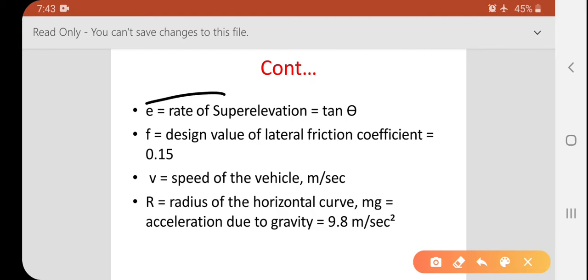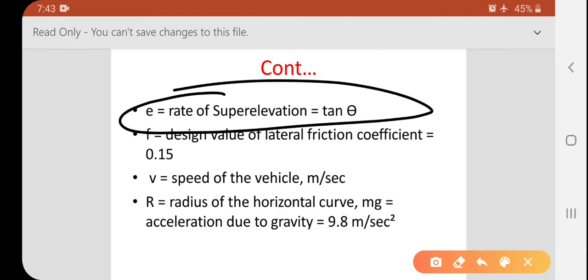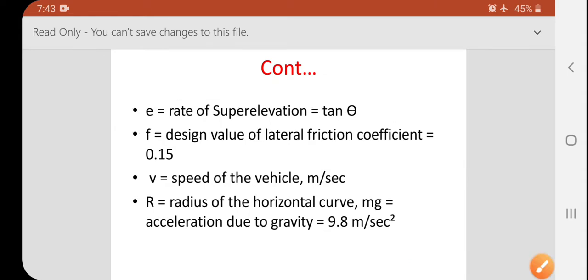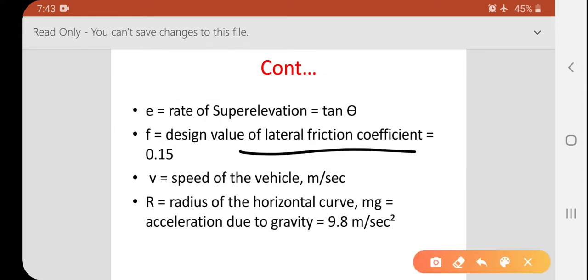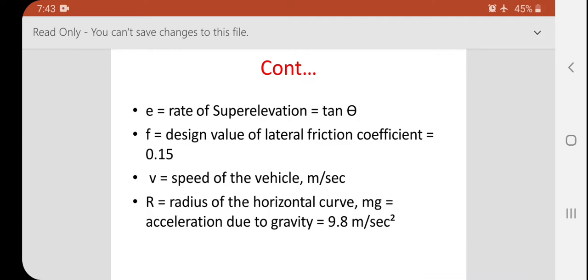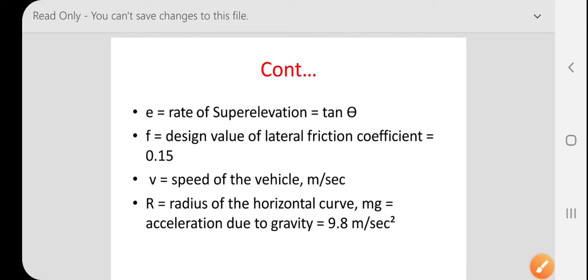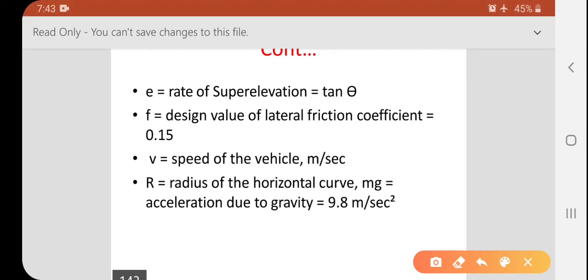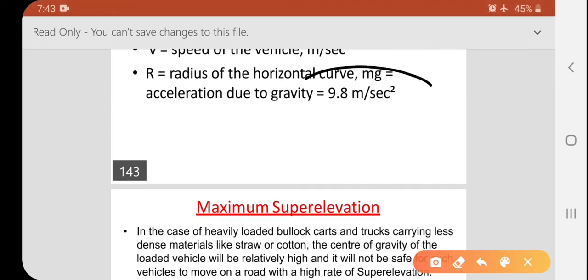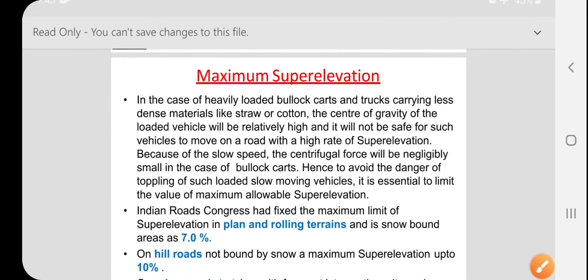Next, E will be the rate of superelevation, that is tan theta. F will be the design value of lateral friction, as already told, the coefficient of lateral friction, usually taken as 0.15. V will be the speed of the vehicle in meter per second. R will be the radius of the curve. Acceleration due to gravity is taken as 9.8 meter per second square.